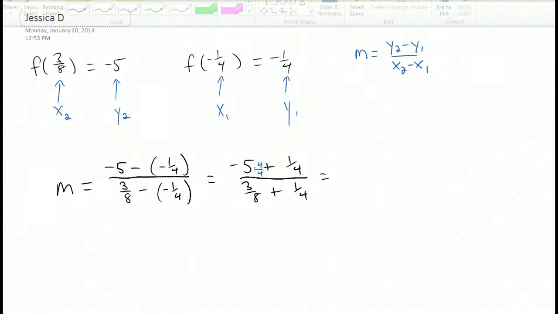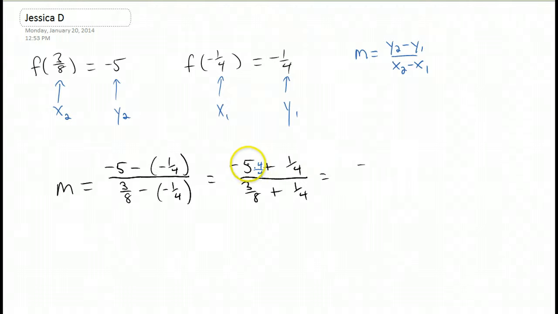What that's going to give us is negative, let's see, 5 times 4 is 20, divided by, you can think of 5 as 5 over 1, and then you have 1 times 4 is 4. So basically what we've done there is we've changed negative 5 into negative 20/4. Let me do the same thing for the denominator here. I'm going to copy down the 3/8, but we need to get a denominator of 8 for this 1/4 here. And the way that we can do that is we can multiply just the 1/4 by 2 over 2. And that's going to give us, what, 2/8.